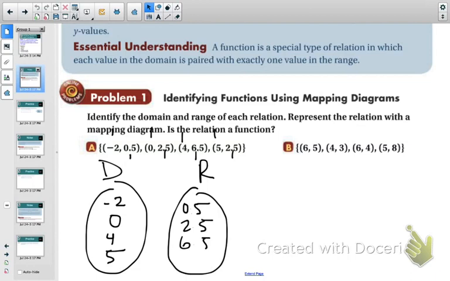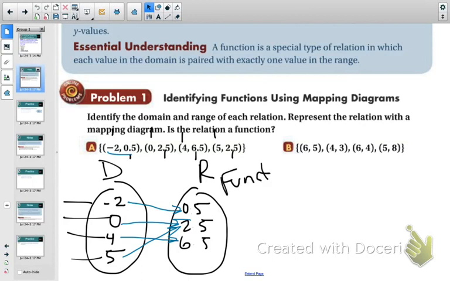So -2 goes with 0.5, so that goes like this. And then 0 goes with 2.5, so that goes like this. Anyway, 4 goes with 6.5. 5 goes with 2.5, so it's back up here. Okay, so notice we have 2 of the domain elements going to the same range element. That's okay, as long as each element of the domain, so each of these, is only going to one range value, then it is a function. Okay, so this one is a function, even though 0 and 5 are both going to 2.5.